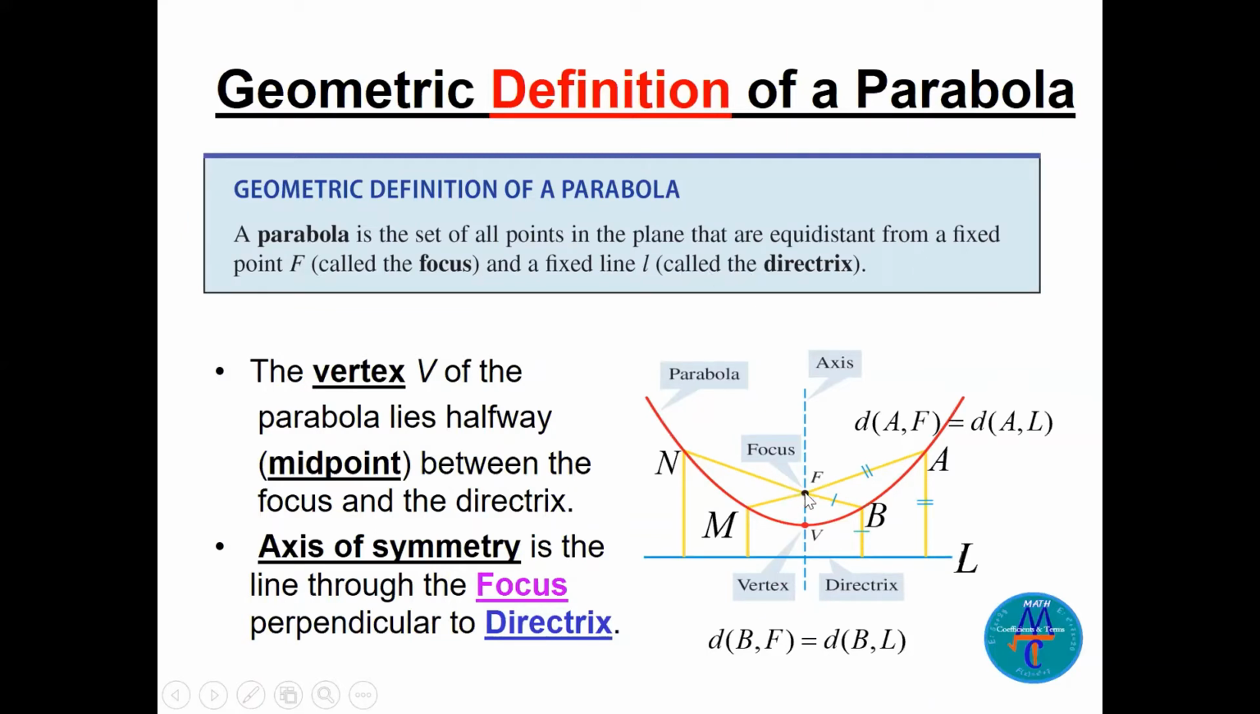So simply we have a focus here, F, which is a fixed point. And we have a line called the directrix, also a fixed line. Find all the points that have the same distance, like A. See, A has the distance AF, same as AL. So A is on the parabola. B, BF is the same as BL, on the parabola. MF is equal to ML. VF is equal to VL. Every point on the parabola, the distance from that point to the focus is the same as the distance from that point to the directrix.